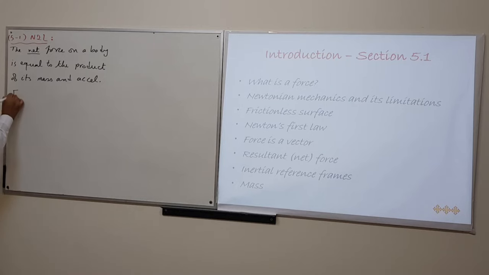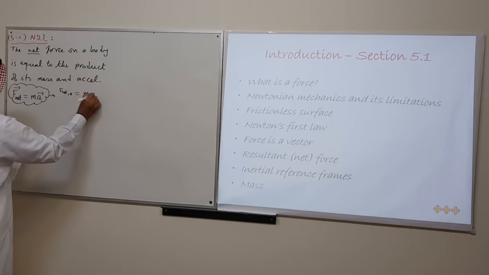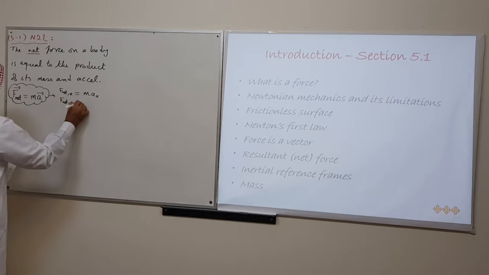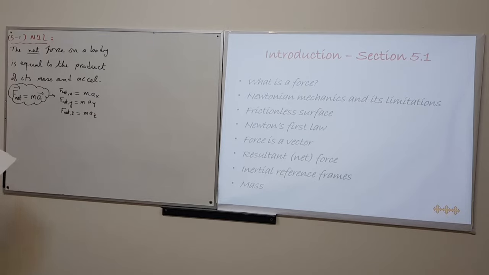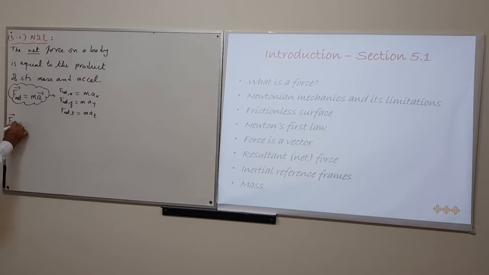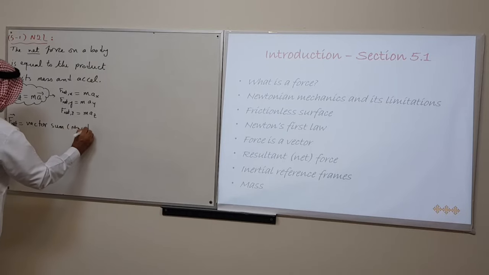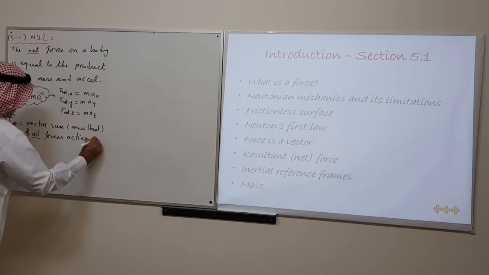Mathematically, this looks like this. F net is equal to ma. Okay, it's a vectorial equation. Now you can write this into components by saying F net x is equal to max, F net y is equal to may, and F net z is equal to maz. So these are the components belonging to this equation. F net in this equation, like we said in our discussion, is equal to the vector sum, or resultant, of all forces acting on the body.